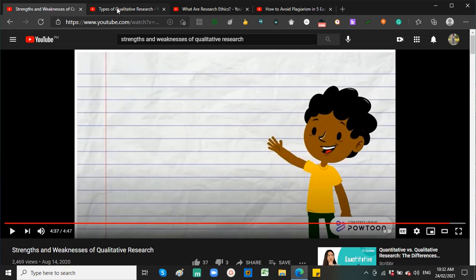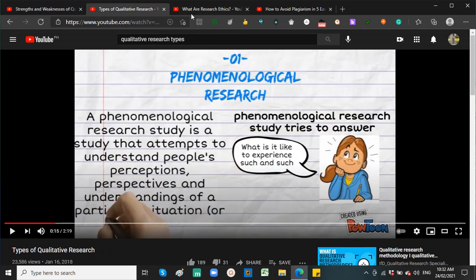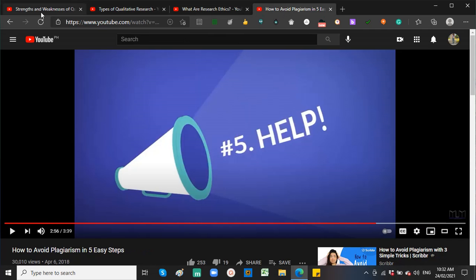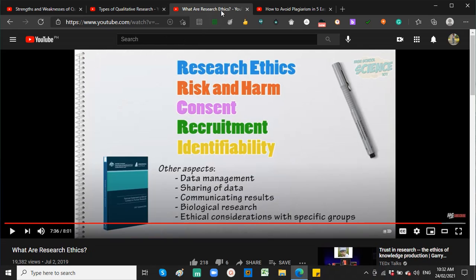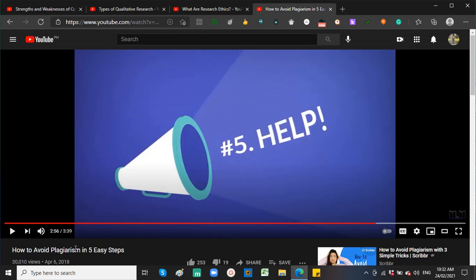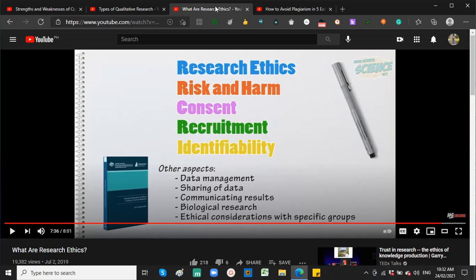I hope that you took down important notes, because we have covered 4 topics: strengths and weaknesses, types of qualitative research, research ethics, and just some steps in order to avoid plagiarism. I hope that this has helped you, researchers, to really understand and to set your expectations now of where the research making is going.